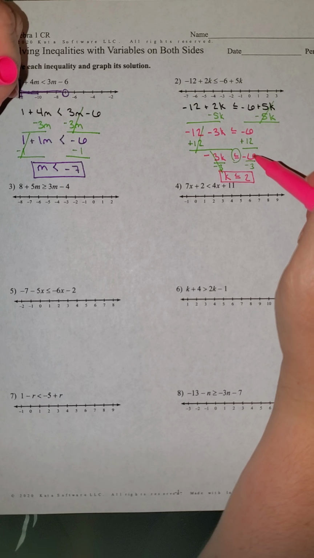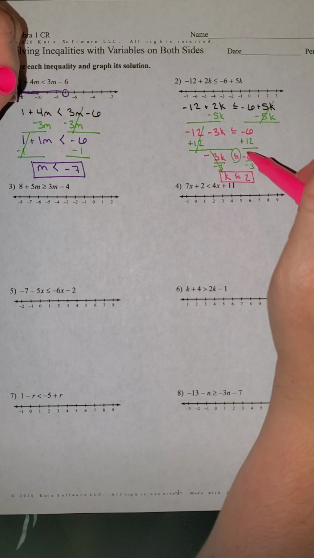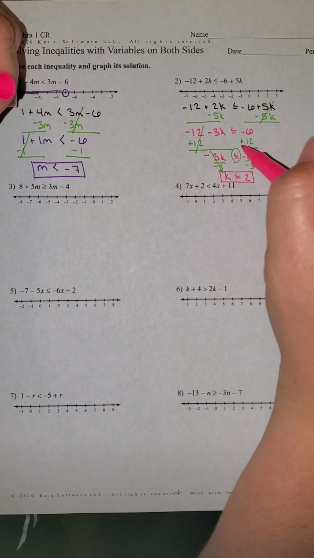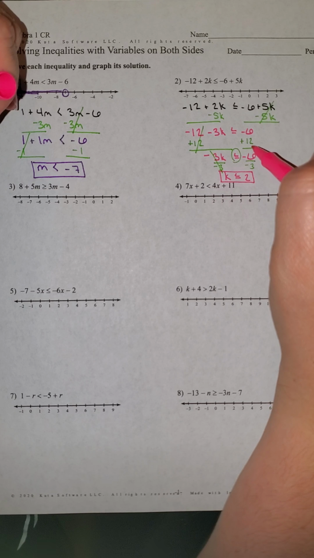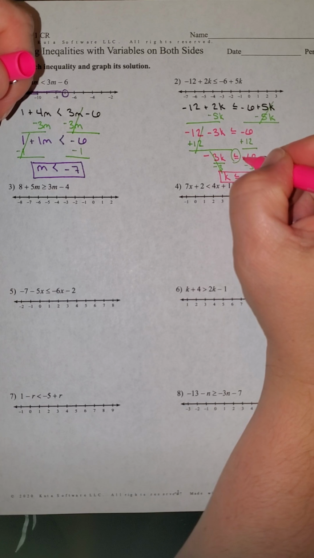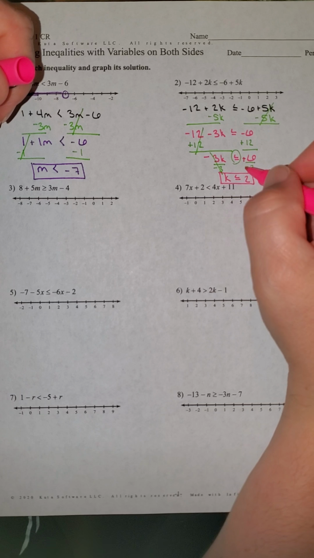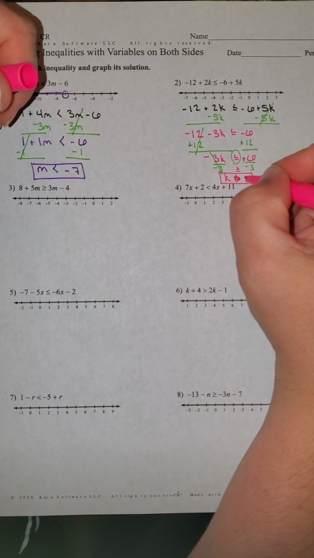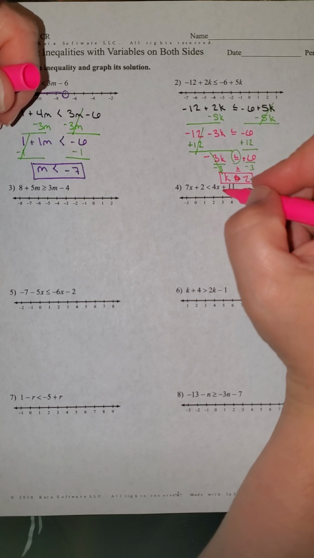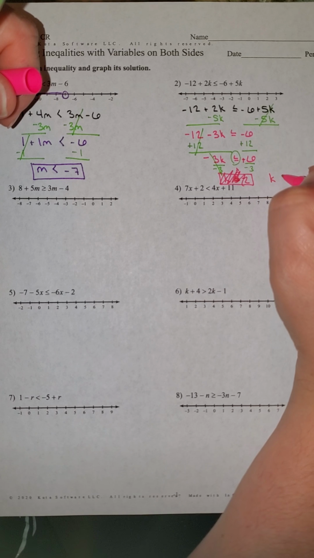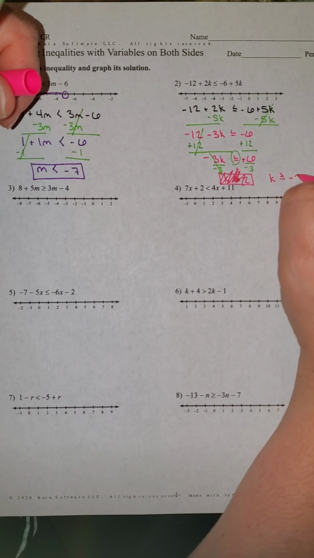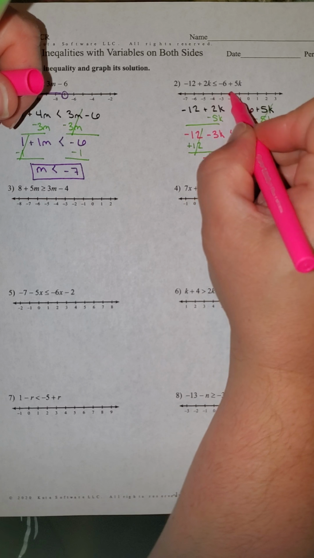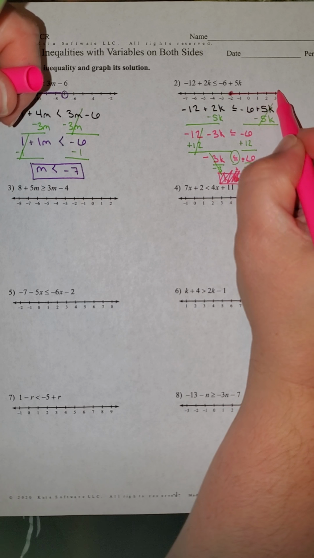Oh, nuts. Oh, this should be a positive 6. That was the problem. Okay, so we end up with k, and I forgot to switch the sign. Dang it. Messed it all up. Alright, so k is greater than or equal to negative 2. Sorry, just let me rewrite that. So k should be, switch the sign, greater than or equal to negative 2. So closed dot at negative 2, greater than or equal to, shaded this way.